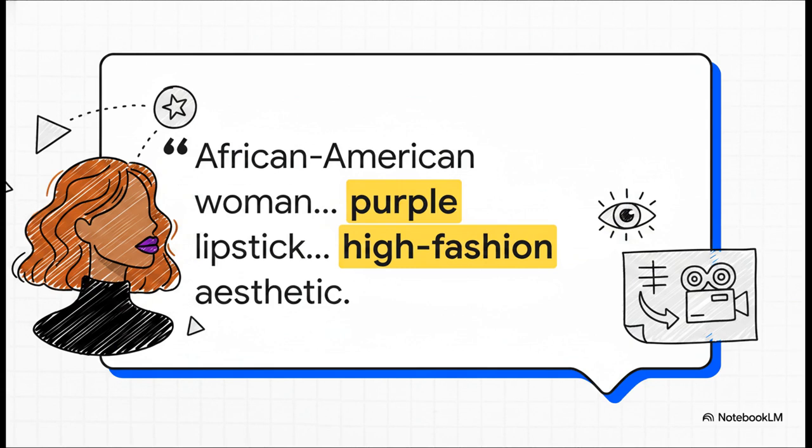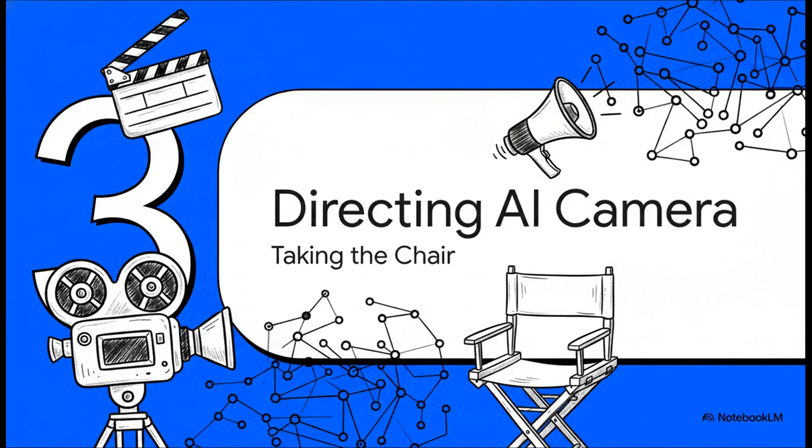The crucial takeaway here is that feeding the AI concrete, hyper-specific details about textures, colors, and features, like that black velvet turtleneck, is exactly what it needs to consistently build out your vision. Vague prompts equal vague videos. Highly descriptive, targeted prompts, those give the AI the exact blueprints it needs to render your character flawlessly, frame by single frame. All right, on to section 3, directing the AI camera and taking the director's chair.